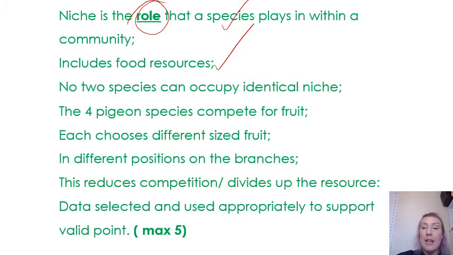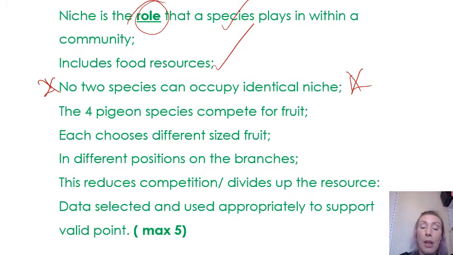Now, the next bit is really important. This is the crux of what you're trying to always illustrate to the examiner. If you're using data to illustrate the term niche, you are trying to show that no two species in that table can occupy identical niches. So they can't be identical in their niche. There may be a little bit of overlap in one factor, but they will not be identical. Because remember, no two species can occupy exactly the same niche.